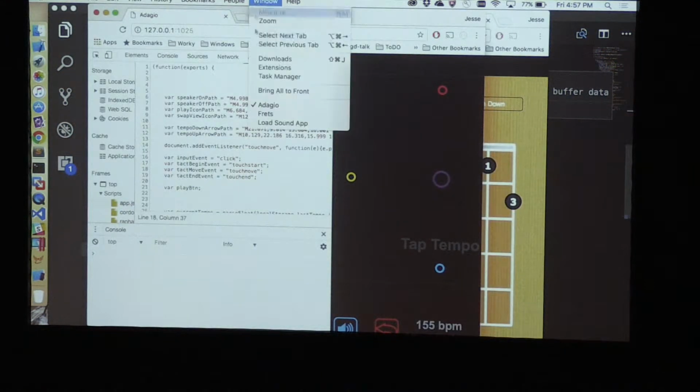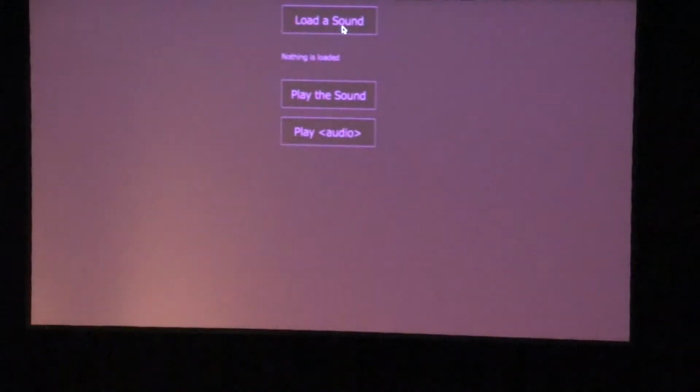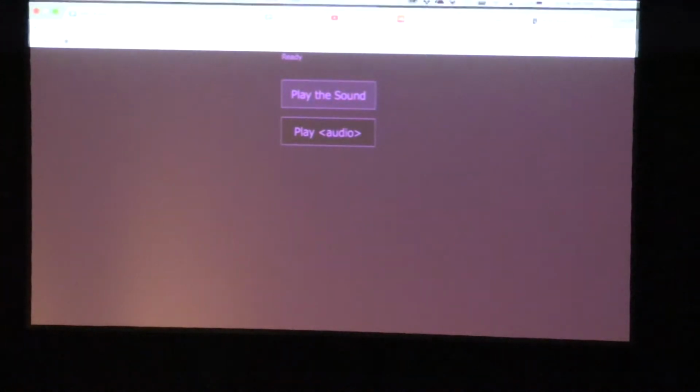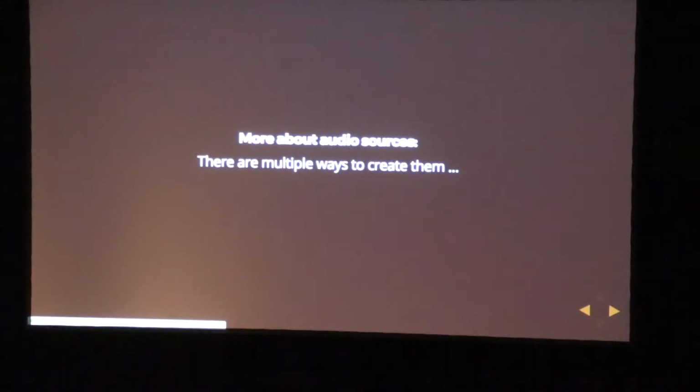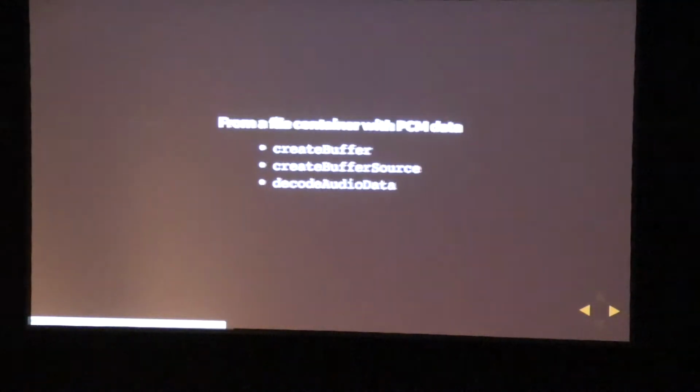So if I just show you this one here, we load a sound, it's ready almost immediately, and then we can play it. You can see that I'm playing that buffer multiple times, and they're overlapping. So there's a lot of things that you can do with that. You can manipulate the pitch, and you can run that through different effects nodes in the graph as well. So multiple ways to create audio sources.